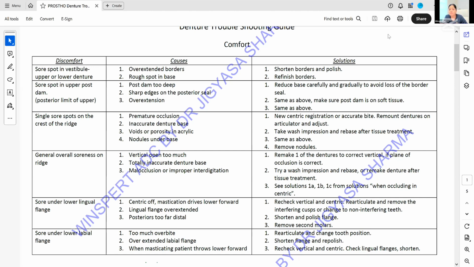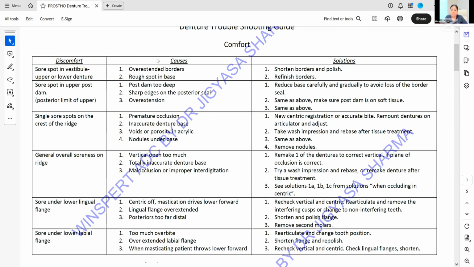So if the VDO is a problem, then you have to remake the denture entirely, or one of them, depending upon whether the plane of occlusion is correct or not. If both are wrongly created and fabricated, then you might have to repeat both the upper and the lower dentures. So you will have to correct the vertical. See, reduced vertical can be corrected by adding base material, the rebasing. But excessive VDO, you can't trim it down. You have to create at least one of the dentures newly, entirely at a correct VDO, right?